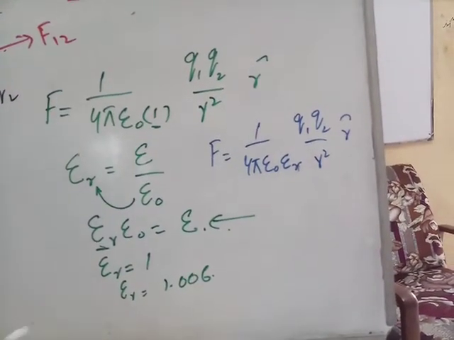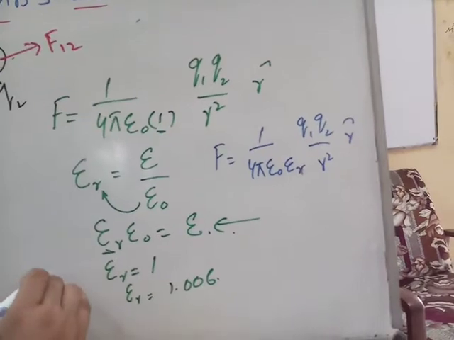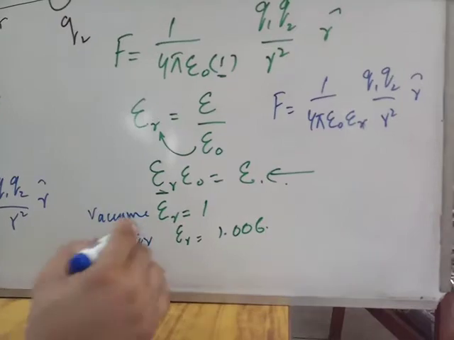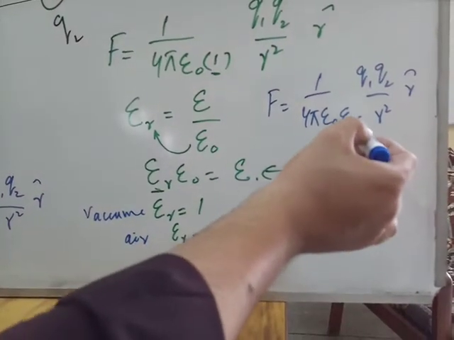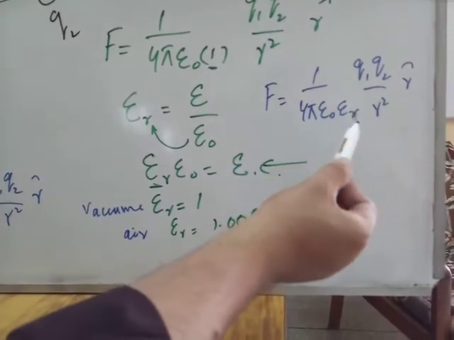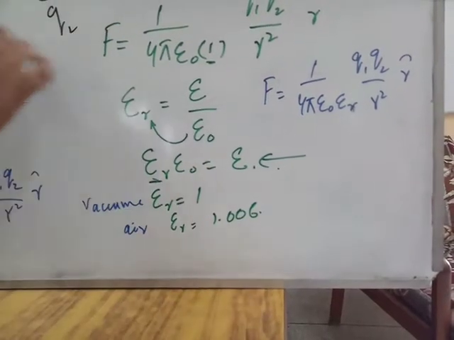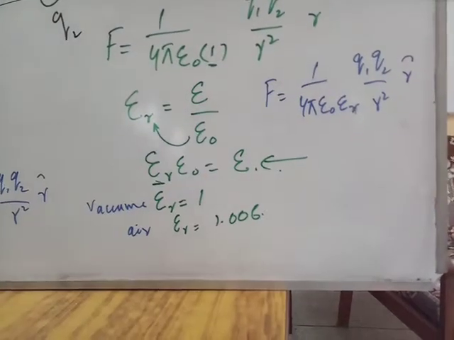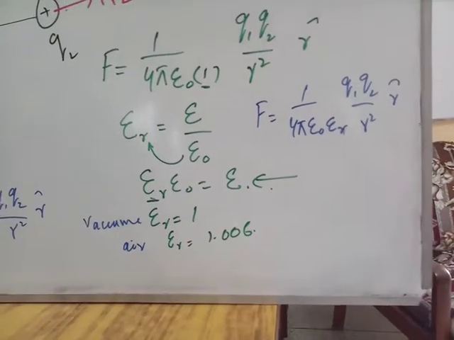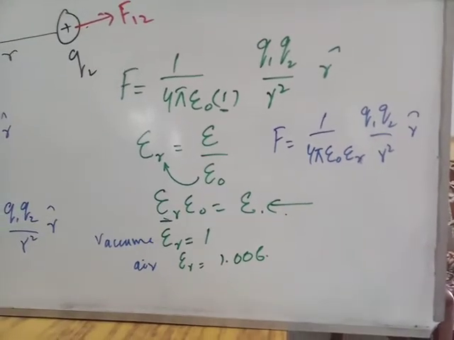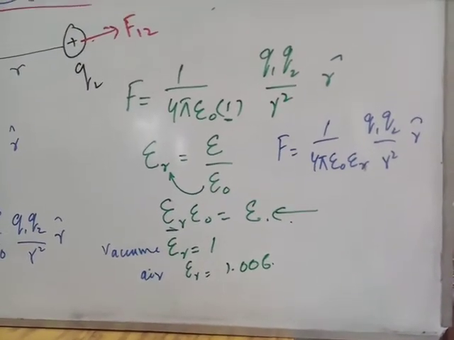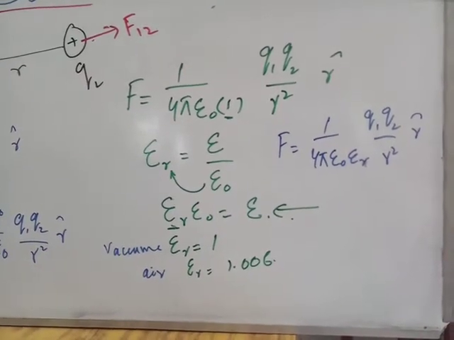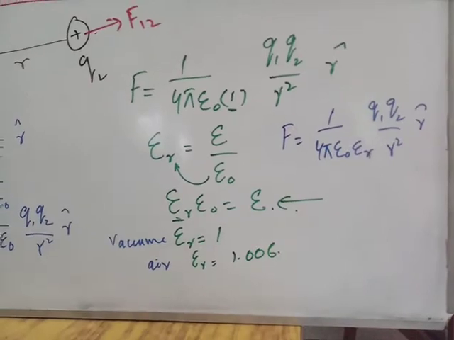This is for vacuum, and this is for air. If we use vacuum, we put the value 1, and if we use air as a medium between these two charges, we put the value of air. So on page number 6 there will be a chart, a table, of relative permittivity of various dielectrics. You can write or remember different values for different mediums.